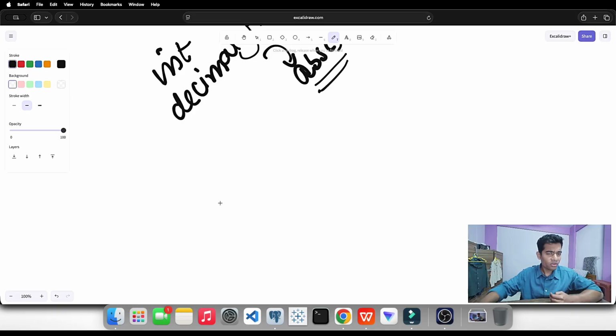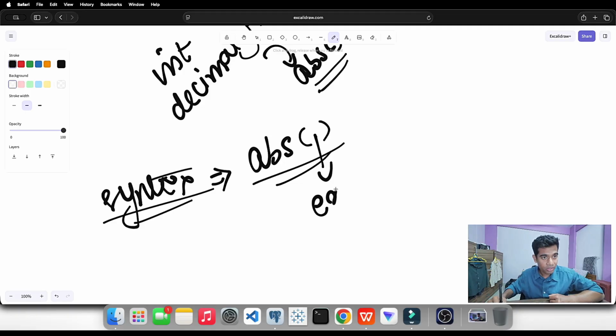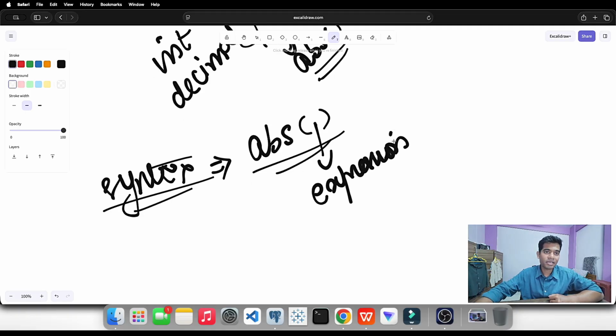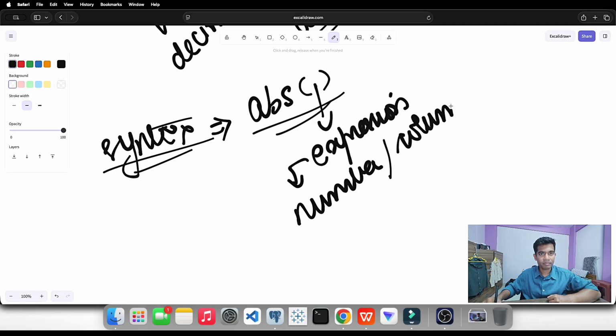So what is the syntax for it? Let's understand this, although I have written it already. Syntax is ABS, open and close parenthesis, and in this you have to give the expression. What can you write in the expression? You can directly write the number. You can directly write the column name.